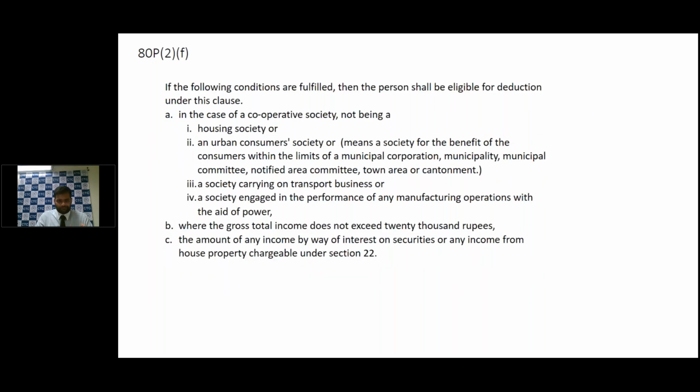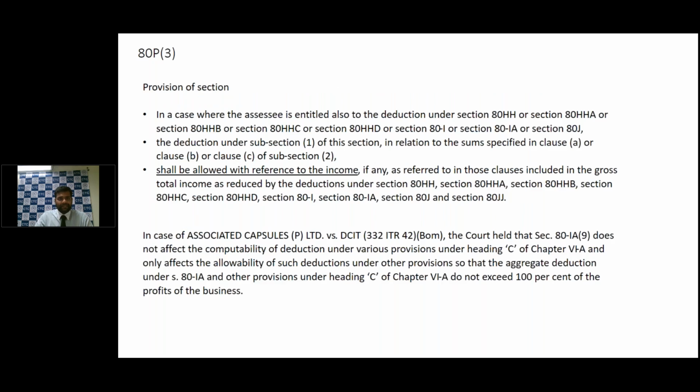We have completed our provisions of section 80P(1) and 80P(2). 80P(1) is a general provision which allows deduction to a society in respect of various incomes, and 80P(2) lists down the types of societies, types of incomes, quantum, and conditions, post which I can claim deduction under section 80P.